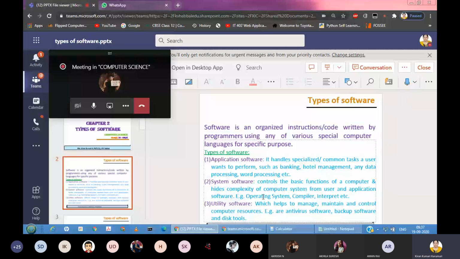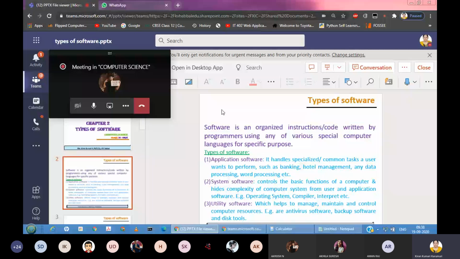Then utility software. Utilities are like a wash area, so like that we have some special software: antivirus, zipping, unzipping, backup, disk fragmentation, disk defragmentation. Got it, children? So all these things are utility software. Utility software helps to manage, maintain, and control computer resources, such as memory. Security issues, all those things come under utility software. This much is clear, right?